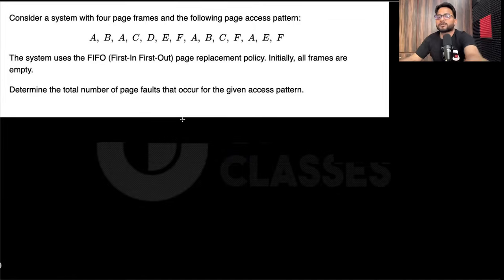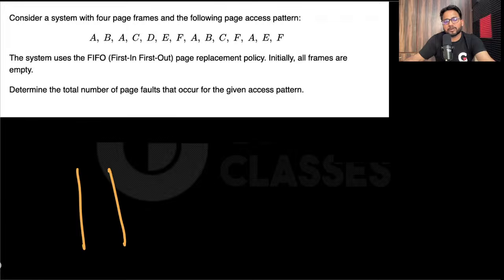Since you have first in first out and only 4 slots, you can just make a queue, because it is first in first out, right? And the queue's maximum capacity could be 4. So first A is coming, this is obviously a page fault, a kind of compulsory page fault. For the page fault I'm just marking this. Then B is coming, this will be a page fault, right? So I'm marking this also.